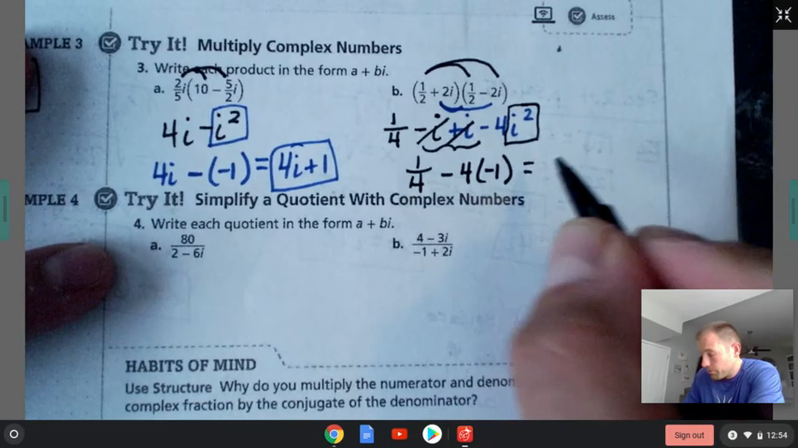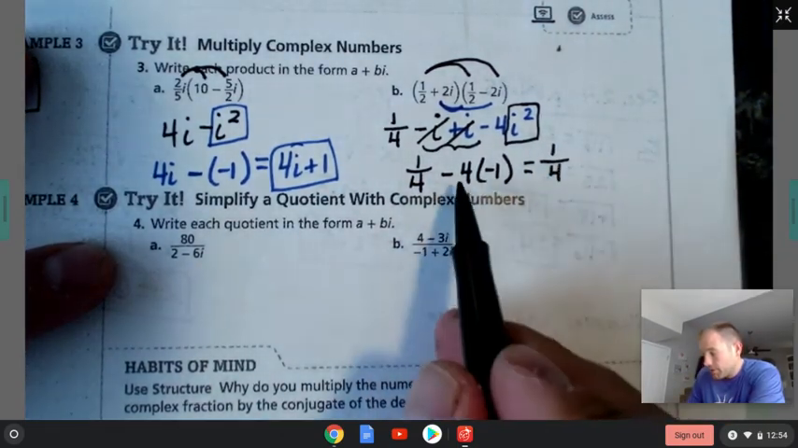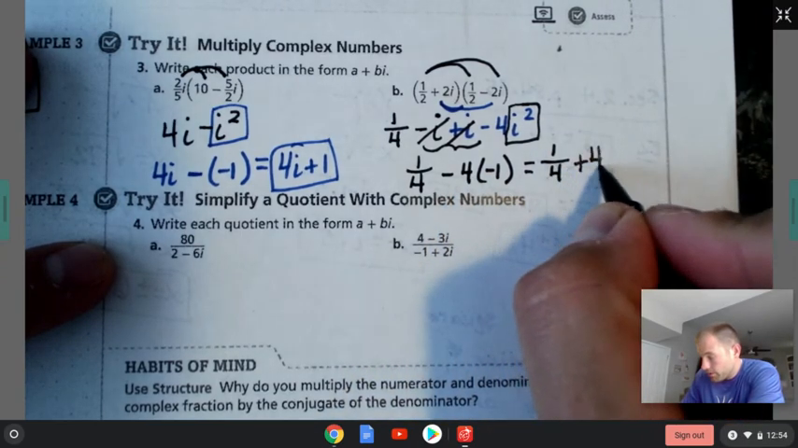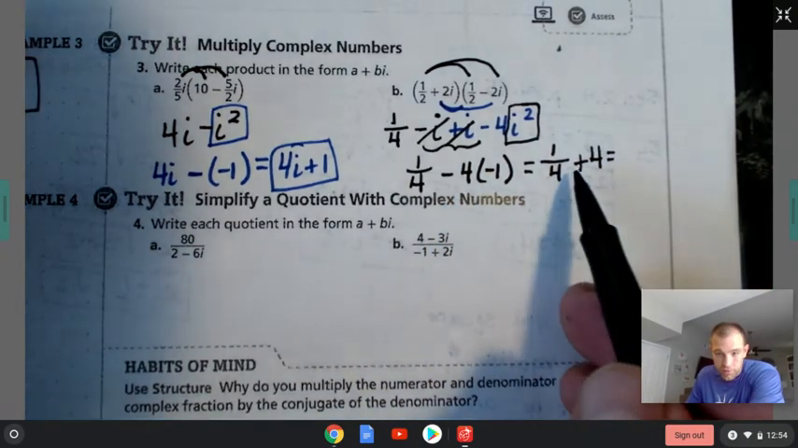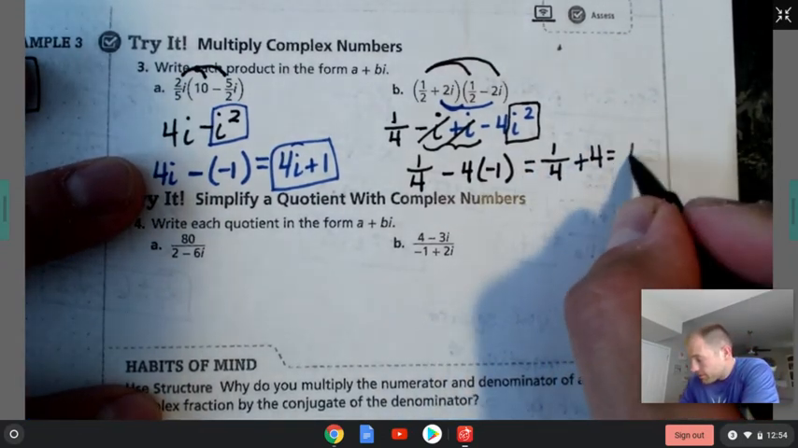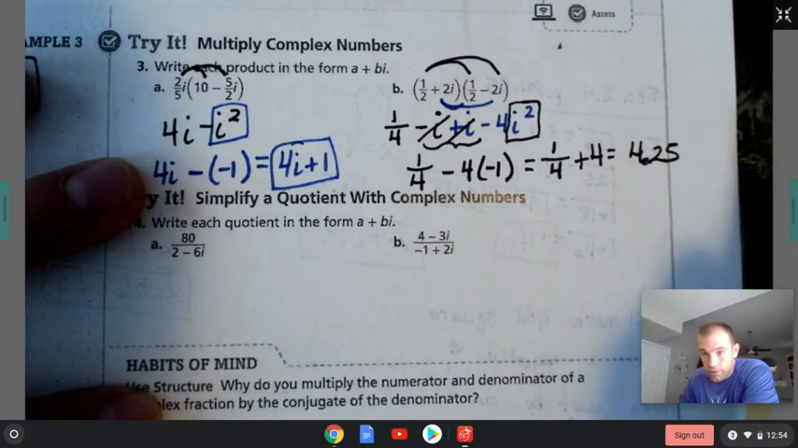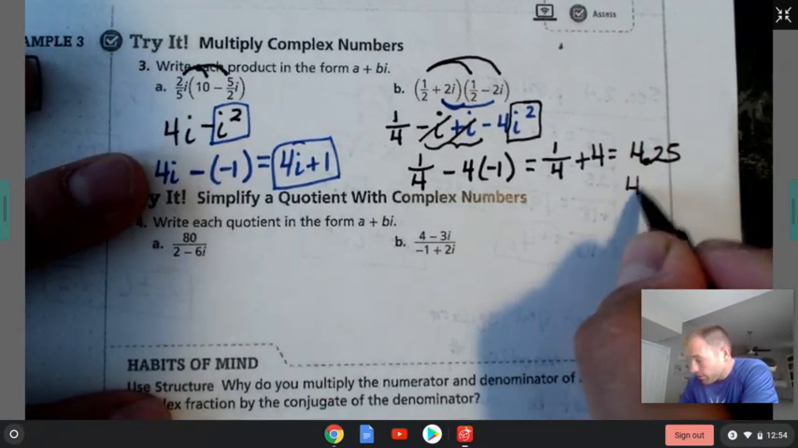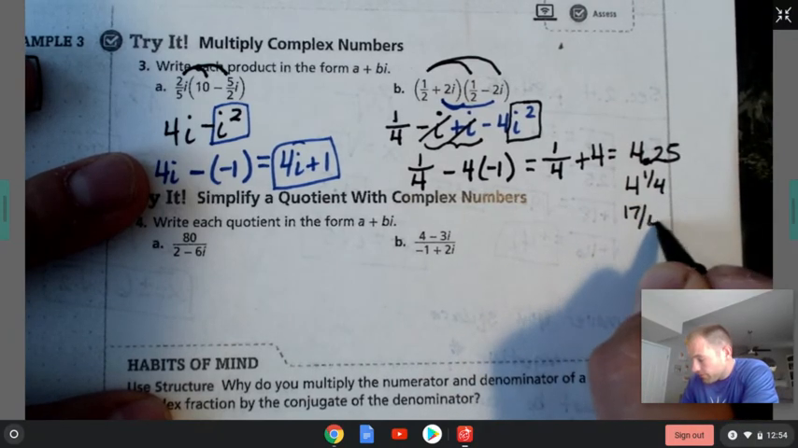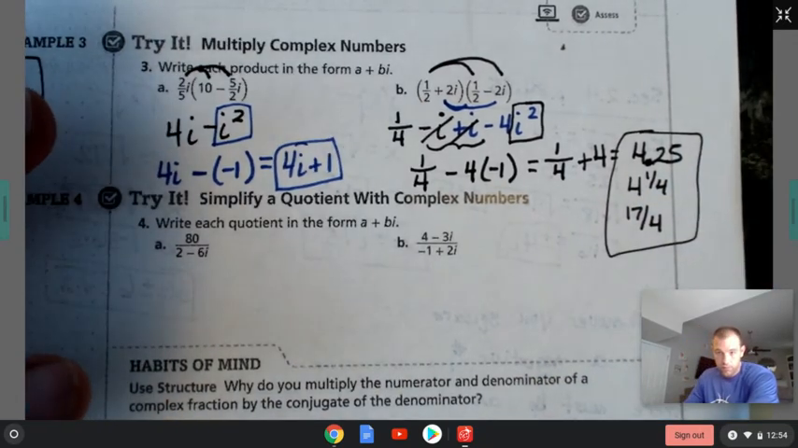And now we just simplify. So the 1/4 still hasn't changed. Negative 4 times negative 1 is positive 4. And then we just add those up. So there's a bunch of different ways you could write this. 1/4 is the same as 0.25, so 4.25. You could say 4 and 1/4. You could say 17 over 4. All of these answers are acceptable.